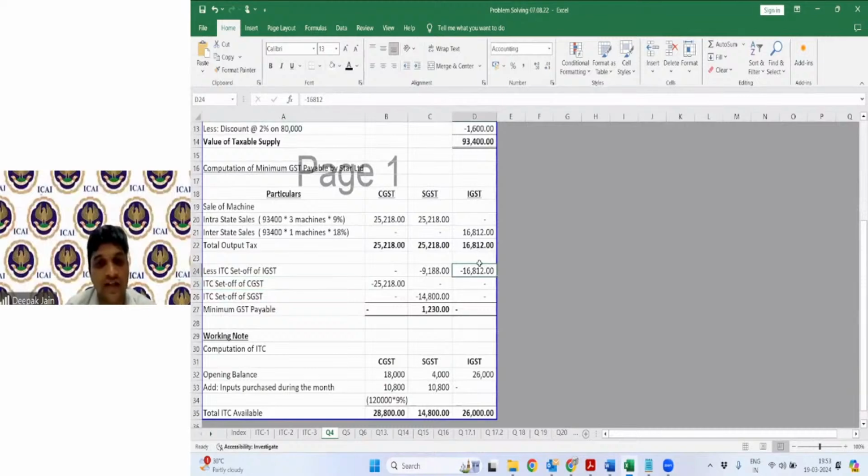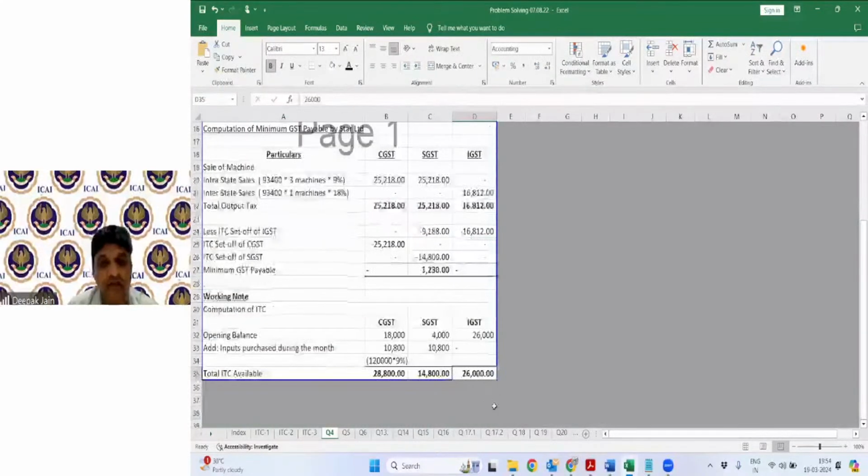So IGST credit, how much do we have? 16,802 is your liability. I will mention it here so it's clear. Step 1.